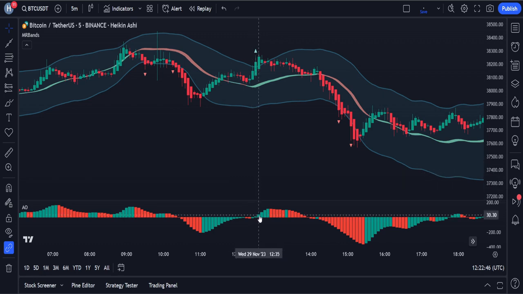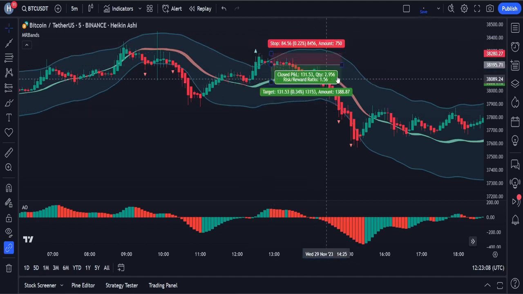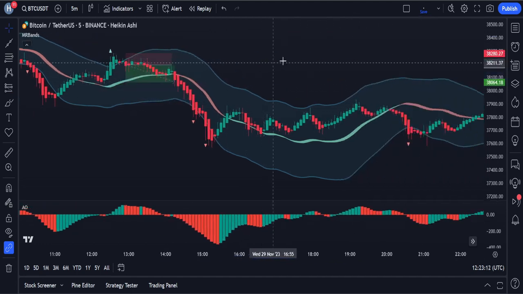In the case of a sell trade, after we get the signal, we will wait for the first red bar. When the red bar forms in the awesome oscillator, we check the Heiken Ashi candle. If it's also red, we will enter a sell position. The stop loss for sell trade will be placed above the previous swing high. The take profit target will be set at a 1.5 risk to reward ratio.